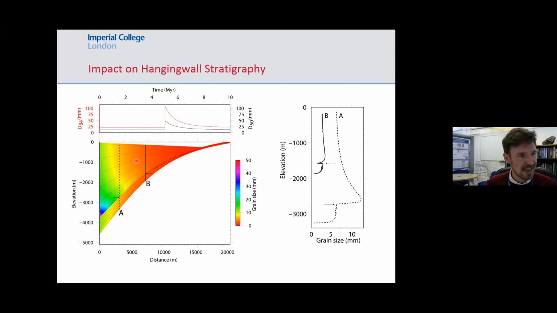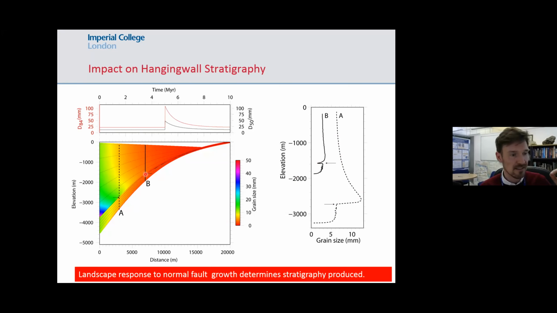So you can end up with these counterintuitive results where on the same timeline, you might get coarsening stratigraphy near the fault, that's in our synthetic borehole A in here, and fining away from the fault. So that really, really matters. So I think that not only does firing this sediment gun really modulate geomorphic responses to normal faulting, but it also plays a crucial role in determining hanging wall stratigraphy.